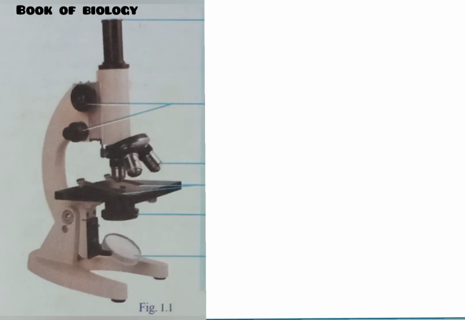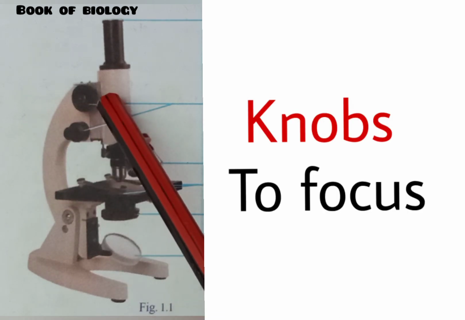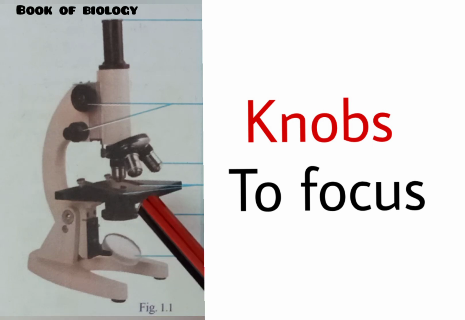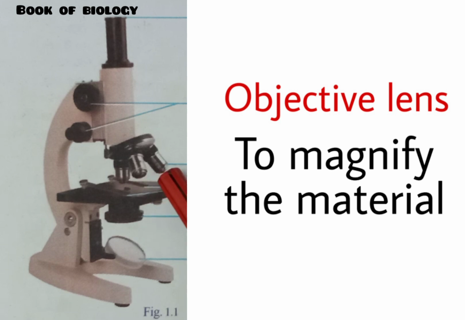Now, if we just look through the eyepiece like this, can we see it? No. We need some adjustments. For that we can use what? Knobs. So knobs are used to focus the material. Then only we are able to see the material on the slide. These are objective lenses. Objective lenses help us to see the material, magnifying it.